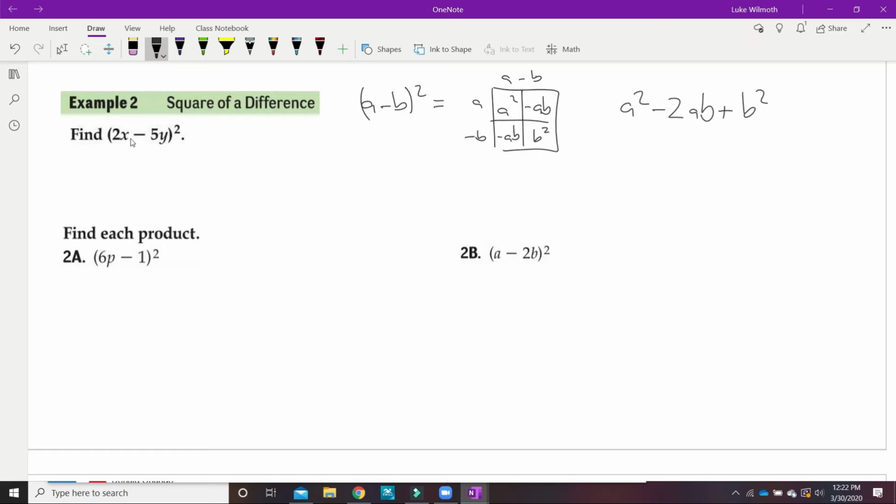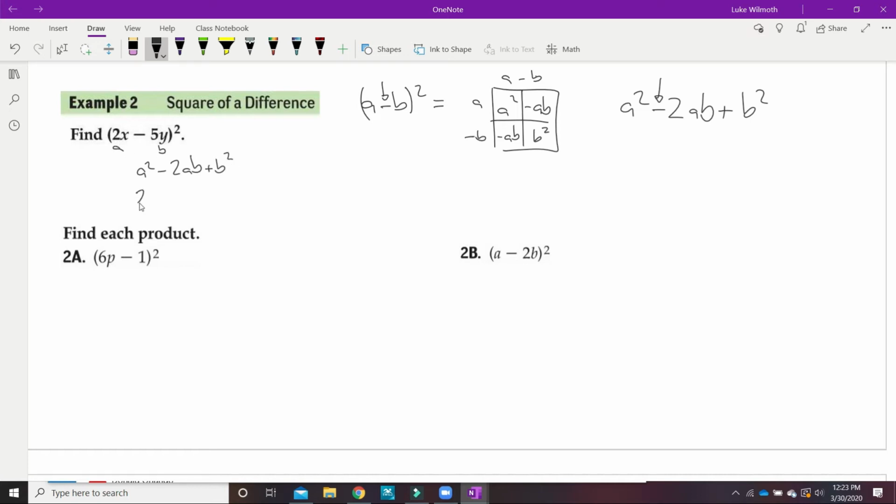So let's go to this problem here. I've got a, I've got b. We do this problem the exact same way. That's almost the exact same formula, but when there's a negative sign here, the first term is negative. The second term is still positive because I'm squaring that negative b. So let's try it here. I've got a, I've got b. So I'm looking at a squared minus 2ab plus b squared.